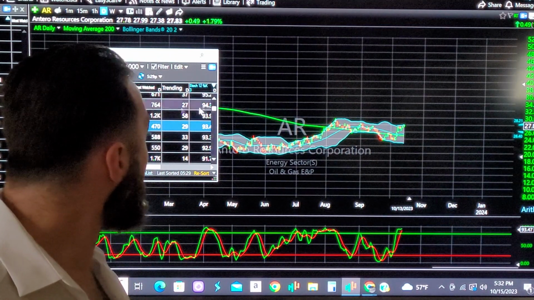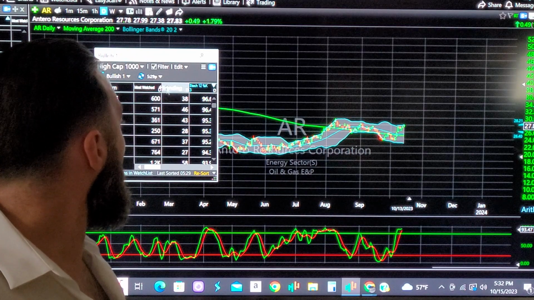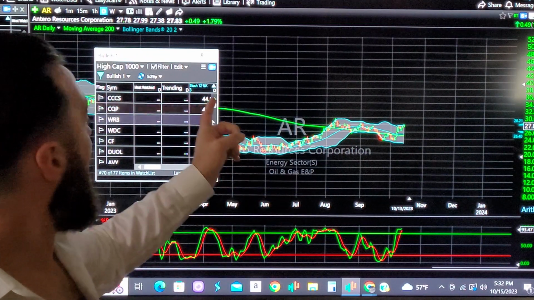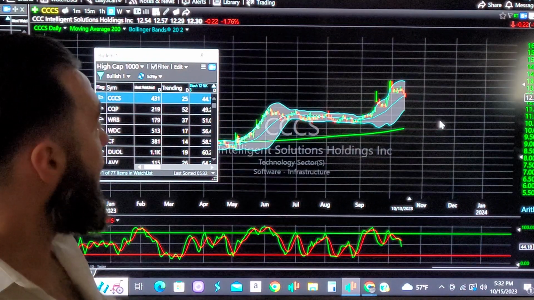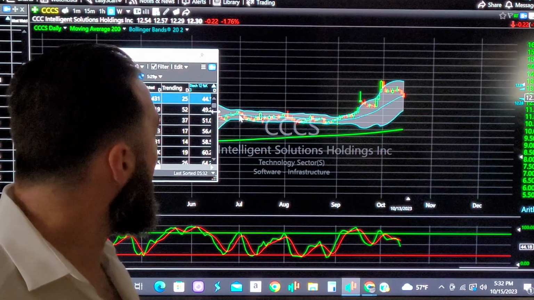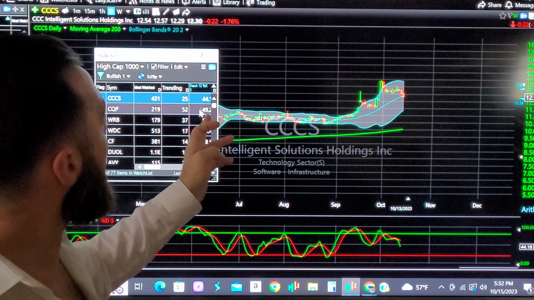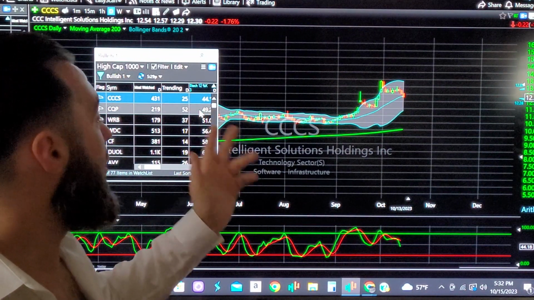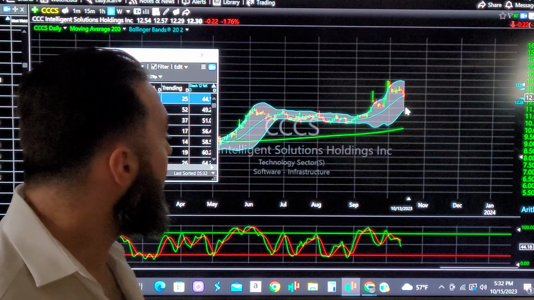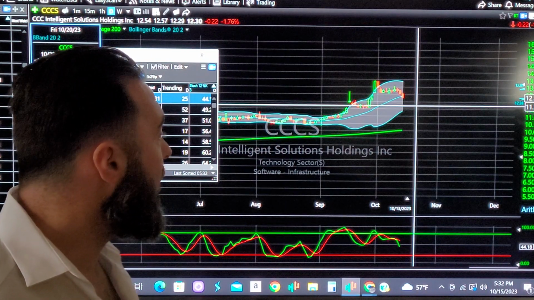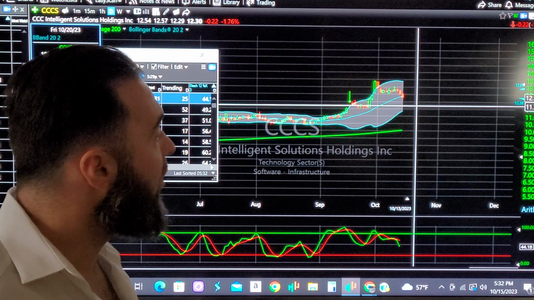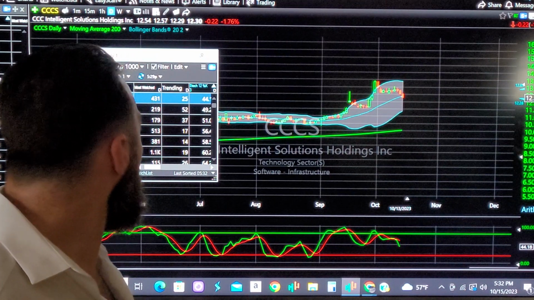If I'm trading account, I look at the stochastics, and I find out which ones are oversold. Right now, we've really got none that's oversold, and all the bullish high cap out there. But this one right here, when it gets oversold, it'll probably be close to the bottom Bollinger Band, and it'll probably give you a good swing trade.